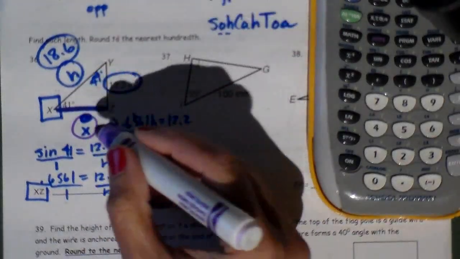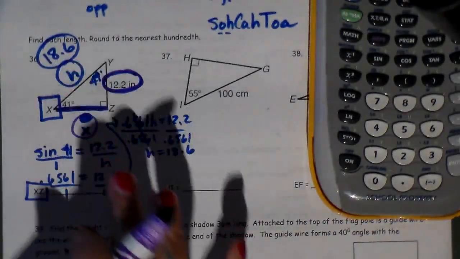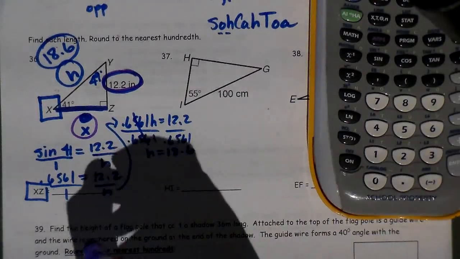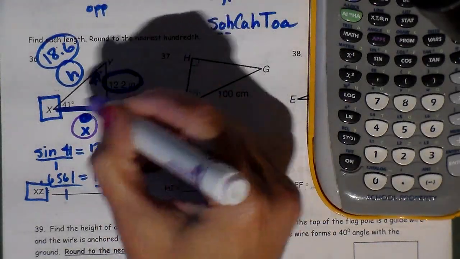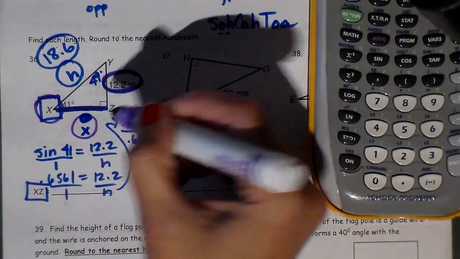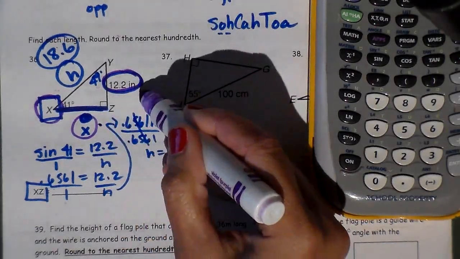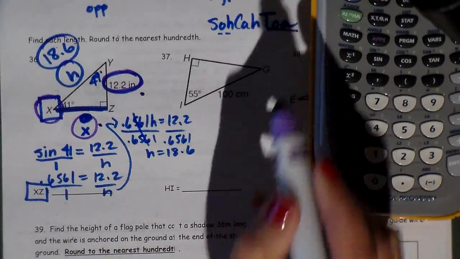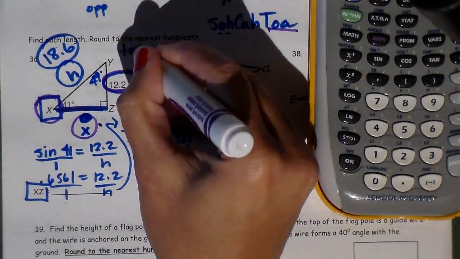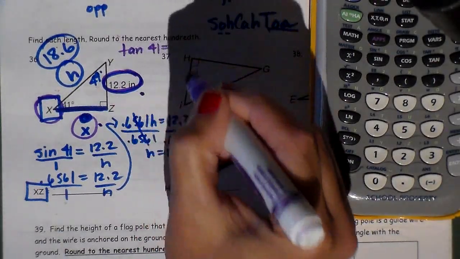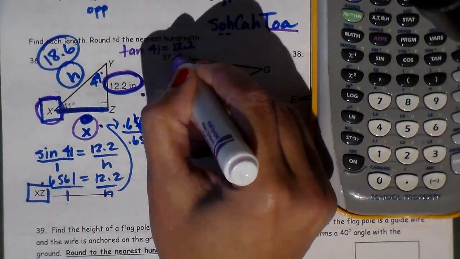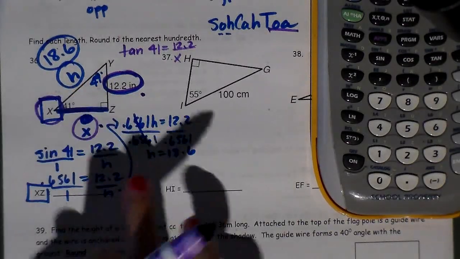X. And we could have used x and 12.2. Now that we know the hypotenuse, we could use the 18.6, but there's really no need. So if I'm looking at x, what are these two? Opposite and adjacent. So what function is that? Tangent. So to go directly to it, the tangent of 41 equals 12.2 over x. And you solve it the same way.